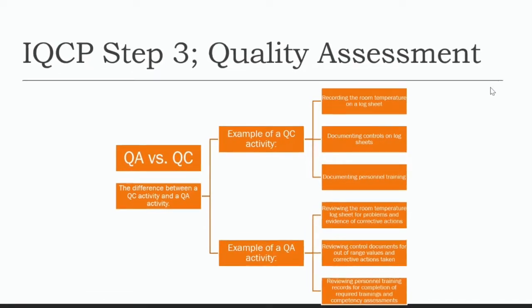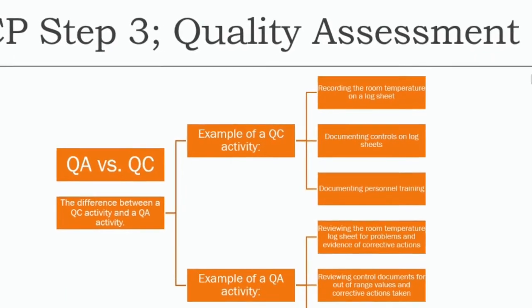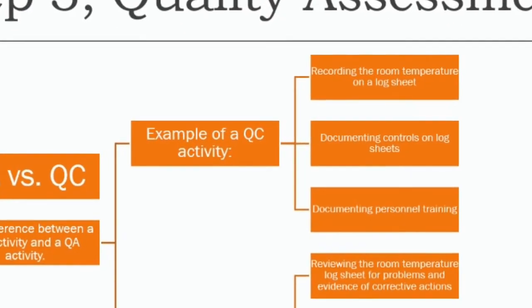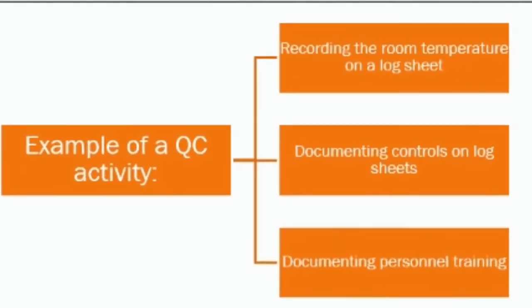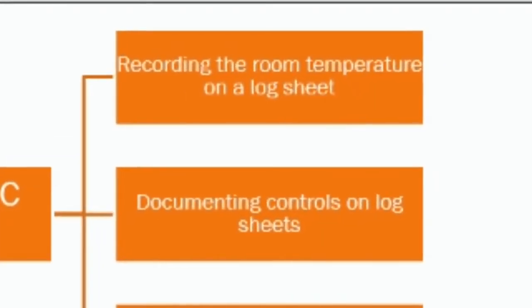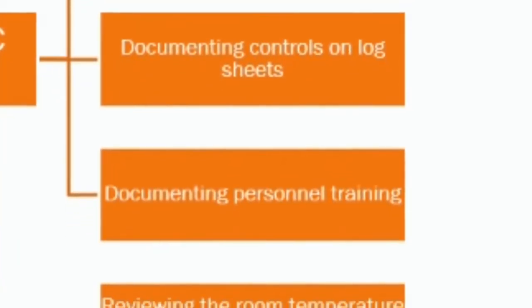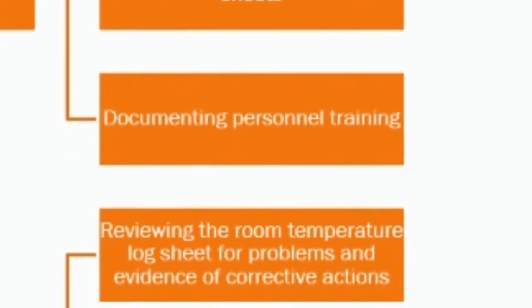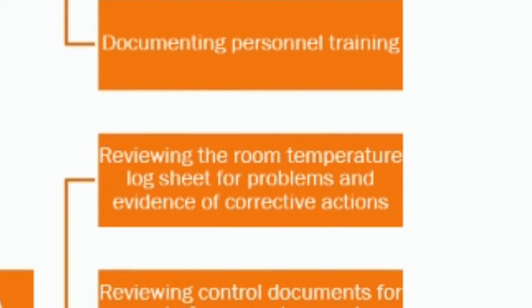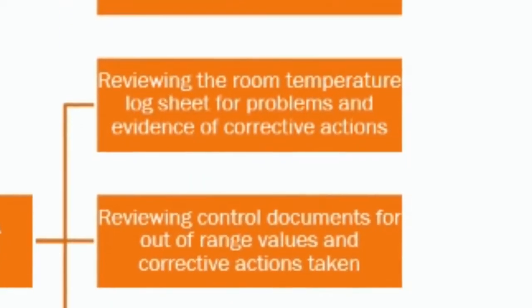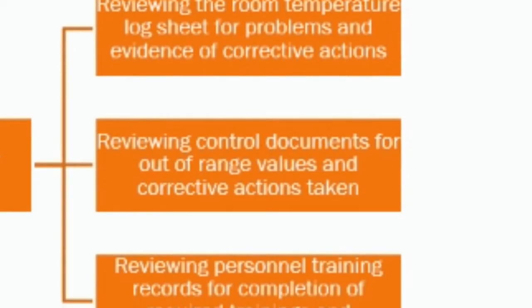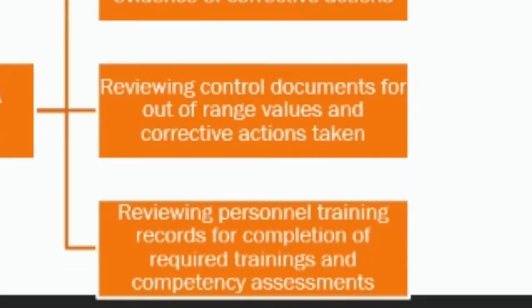Here are a few examples to help you identify the activities that are either part of quality assessment or quality control. Examples of quality control tasks include recording the room temperature on a log sheet, documenting controls on log sheets, and documenting personnel training. On the other hand, the following instances are associated with quality assessment: reviewing the room temperature log sheet for problems and evidence of corrective actions, reviewing the control documents for out-of-range values and corrective actions taken, and reviewing personnel training records for completion of required trainings and competency assessments.